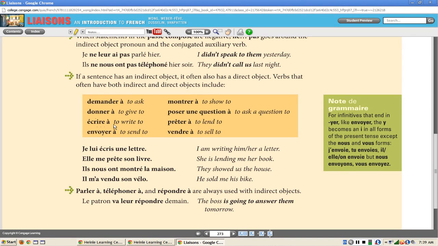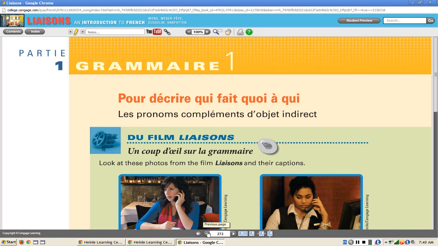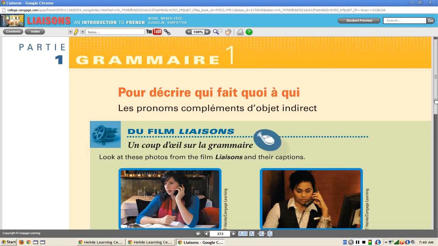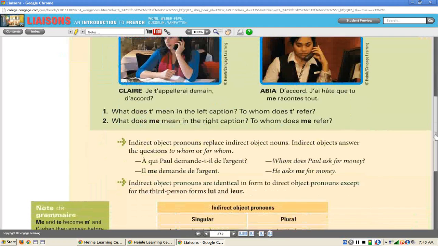Écrire à, to write to. Envoyer à, to send to. Montrer à, poser une question à, prêter à, vendre à. This is a good list to start with. There's also verbs that parler à, téléphoner à, répondre à. These verbs are always used with indirect objects. So there's a slight difference. You don't see it with me and te.